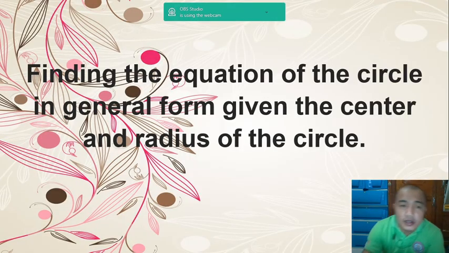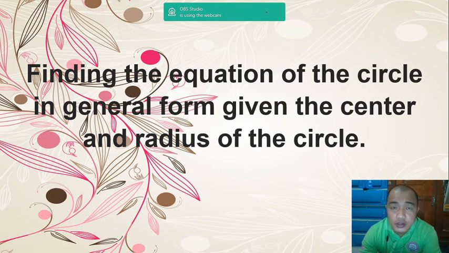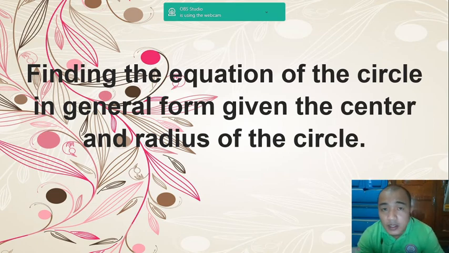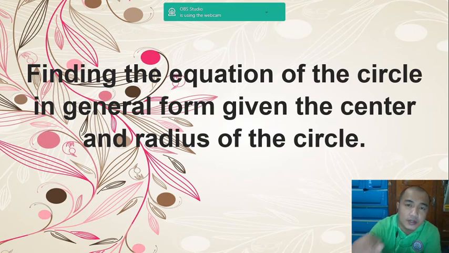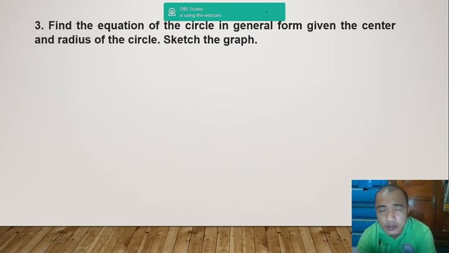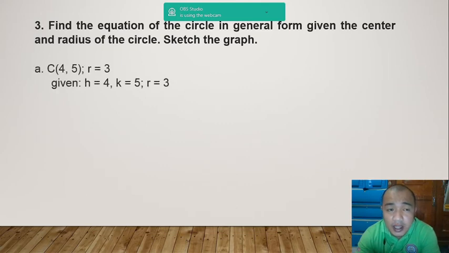Now, let us also learn how to find the equation of the circle in general form, given the center and radius of the circle. So, in our previous examples, number 1 and 2, given the equation, we solve for the center and radius. Now, this time, given the center and radius, we will solve for the equation of the circle in general form. So, vice versa ang ginagawa natin naman dito. So, number 3, find the equation of the circle in general form, given the center and radius of the circle. Sketch the graph. So, letter A is given.